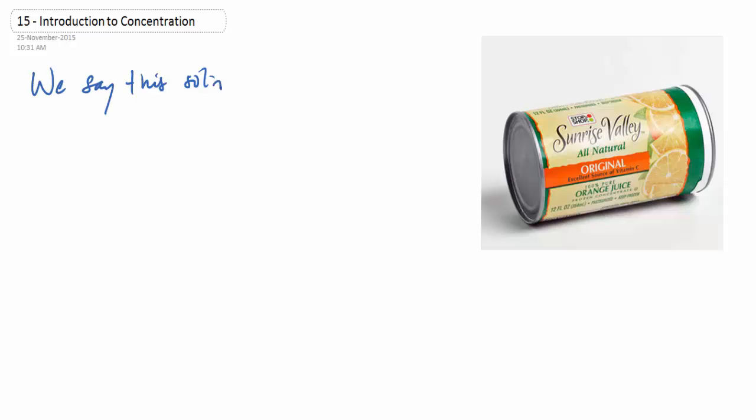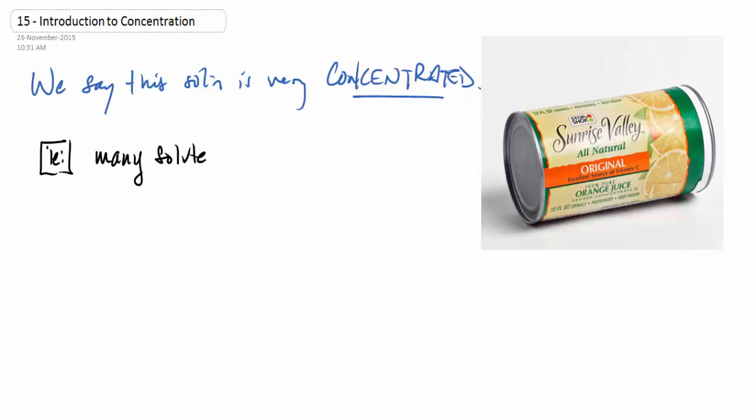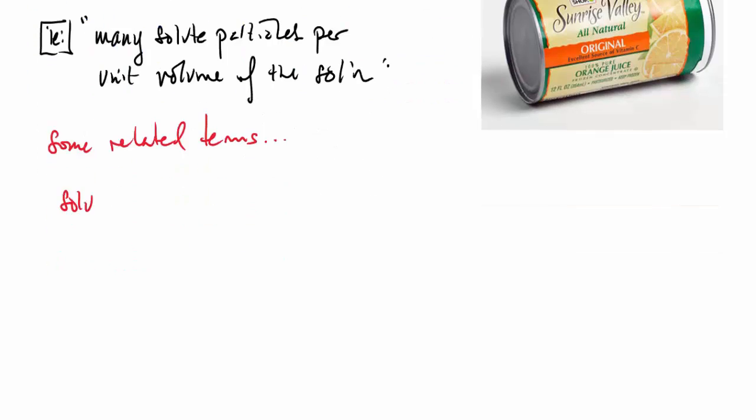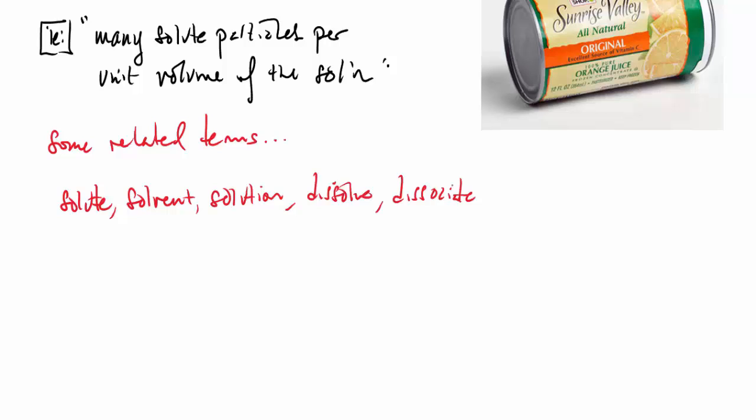So today let's talk about concentration. We like to say that this solution is very concentrated, i.e. that there are many particles of solute per unit volume of the solution. So here are some related terms and words that we should know. How about solute, solvent? There's solution, dissolve, dissociate, ionic, covalent, etc.